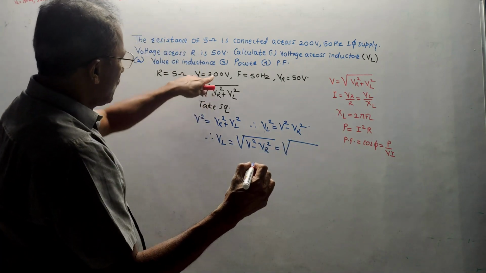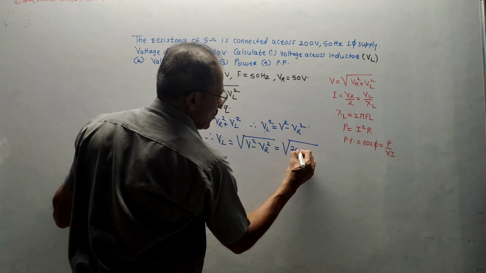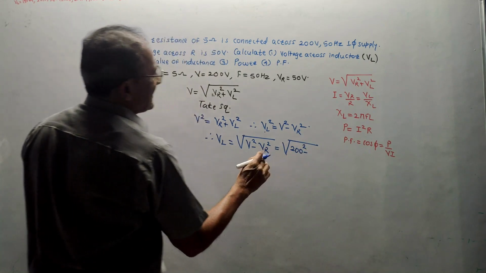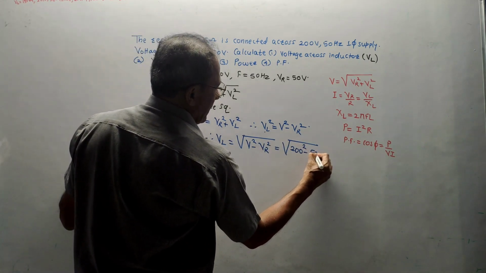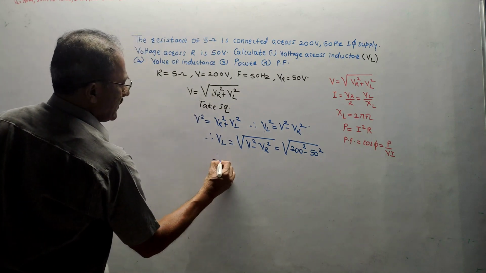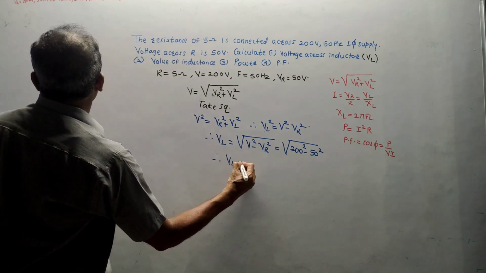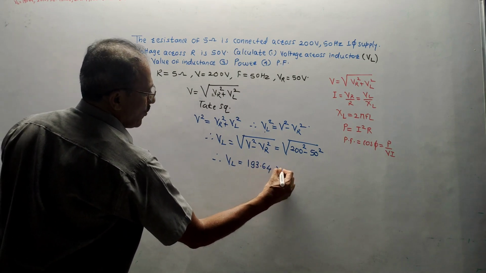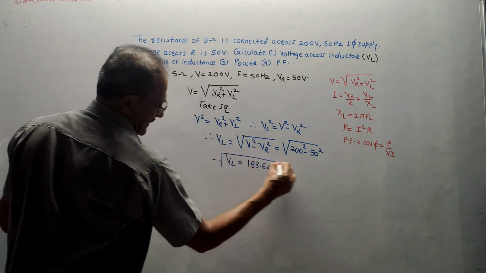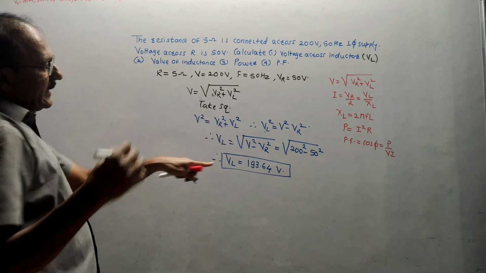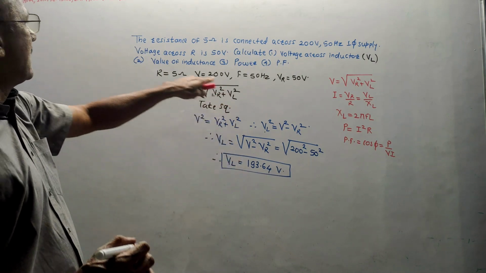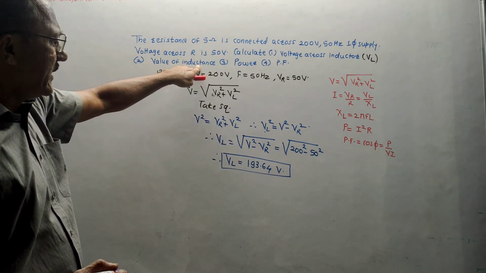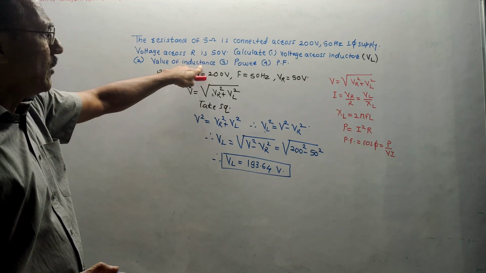So it is square root of V is 200, so 200 square minus VR, that is 50 square. If you solve this on the calculator, then the answer of VL is 193.64, unit is volt. This is the answer of the first part, that is the voltage across the inductor. Second, the value of inductance.